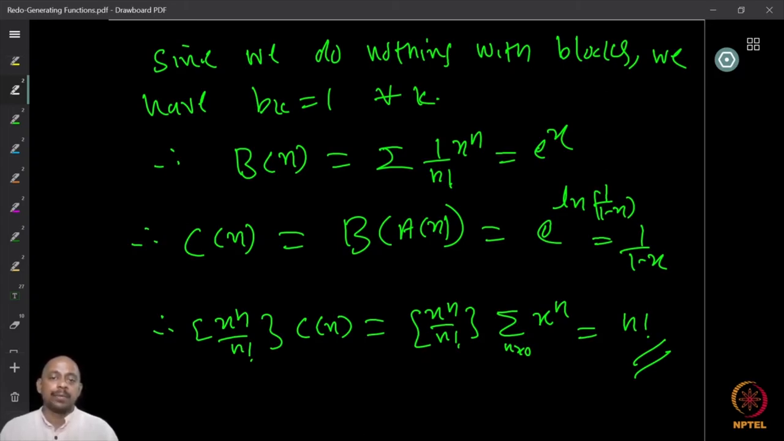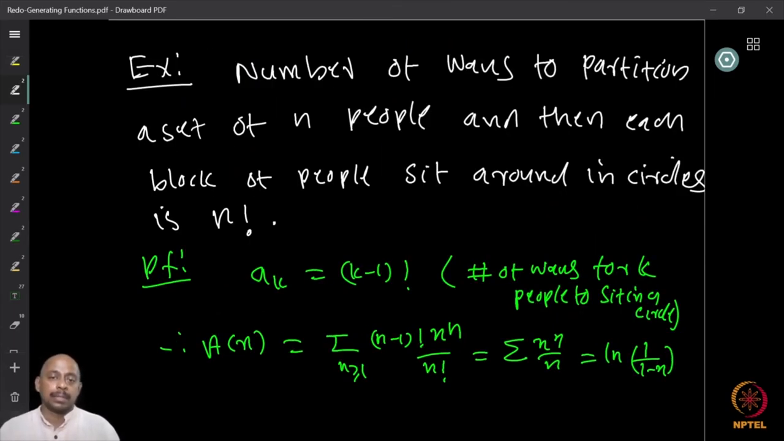Now, what is the coefficient of x raised to n by n factorial in the series expansion of 1 by 1 minus x? So 1 by 1 minus x is the summation of x raised to n, but we want the coefficient of x raised to n by n factorial in this, which is precisely n factorial, because we multiply and divide by n factorial to make the coefficient 1. And that is what we have, right? So n factorial is the number of ways of making the C type structures on n element sets, which is basically asking the people to sit around in a circle. So there are n factorial ways of doing this.